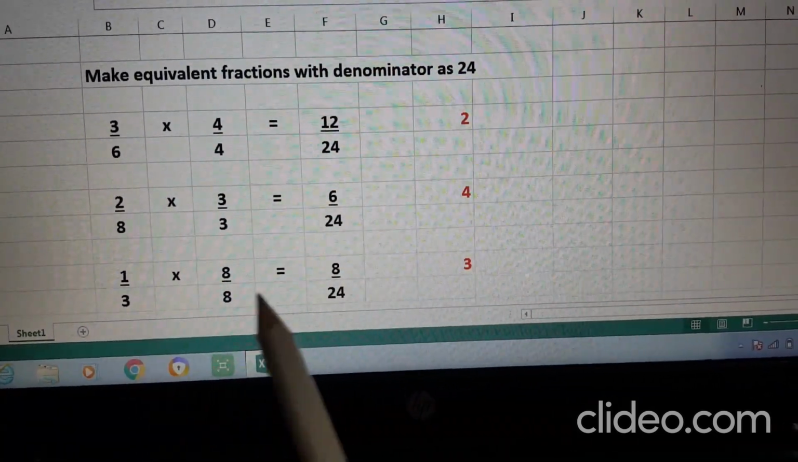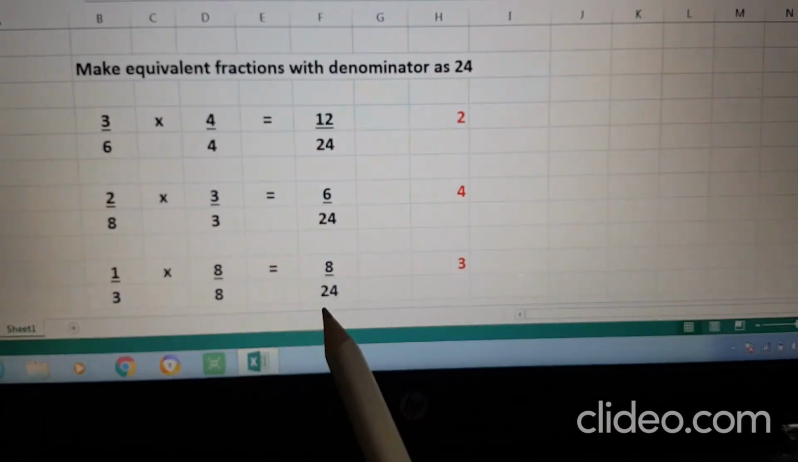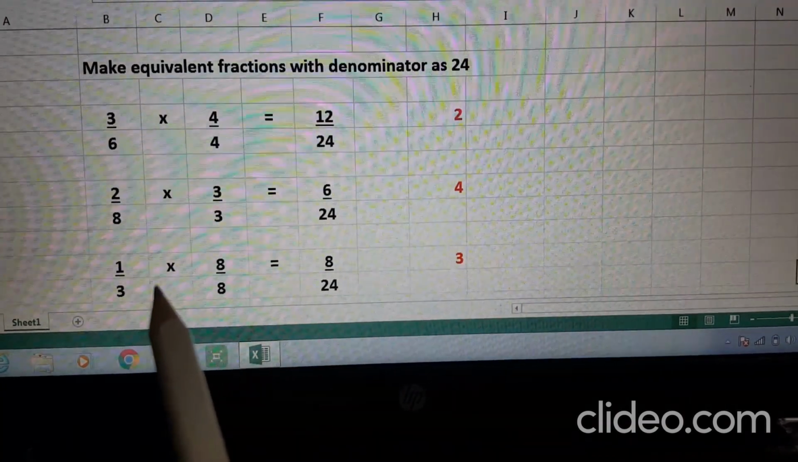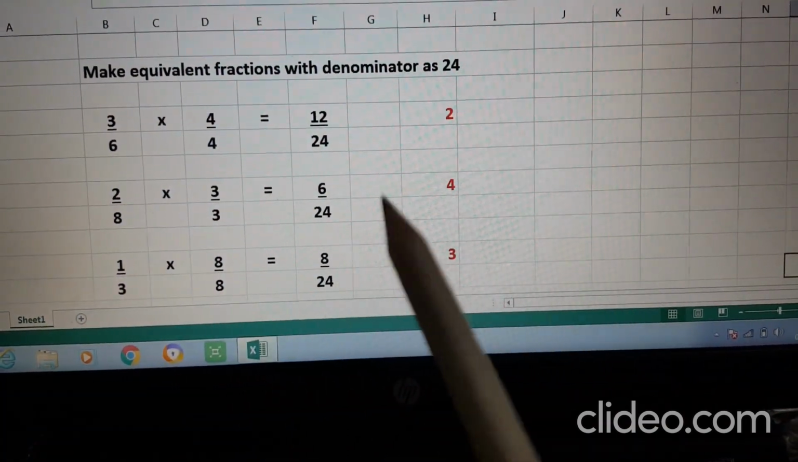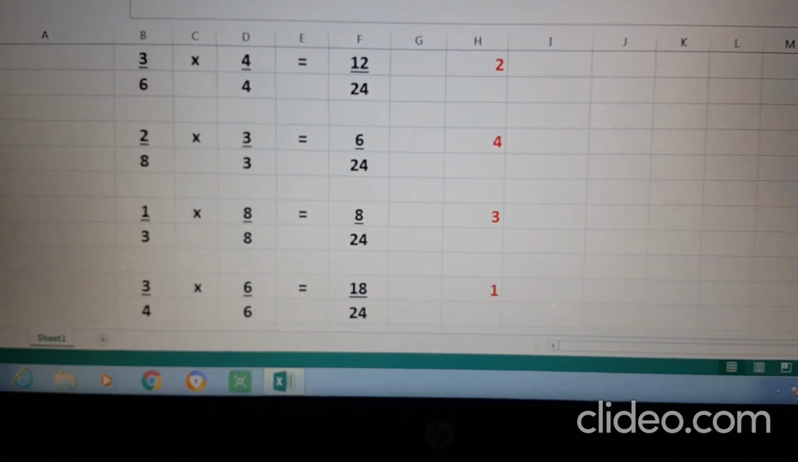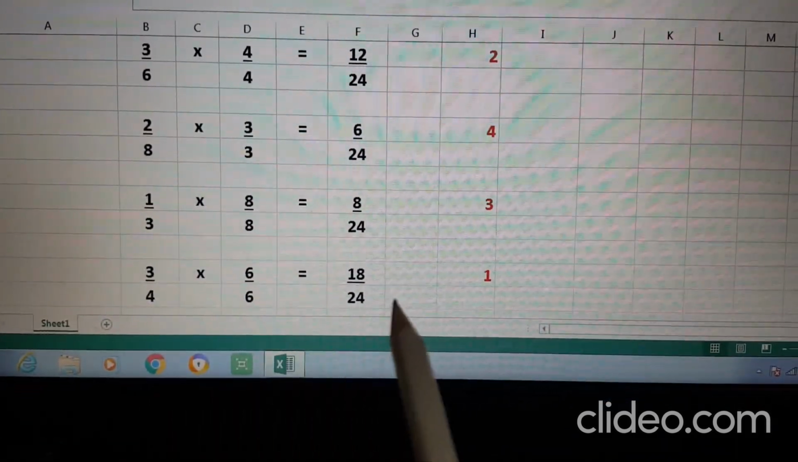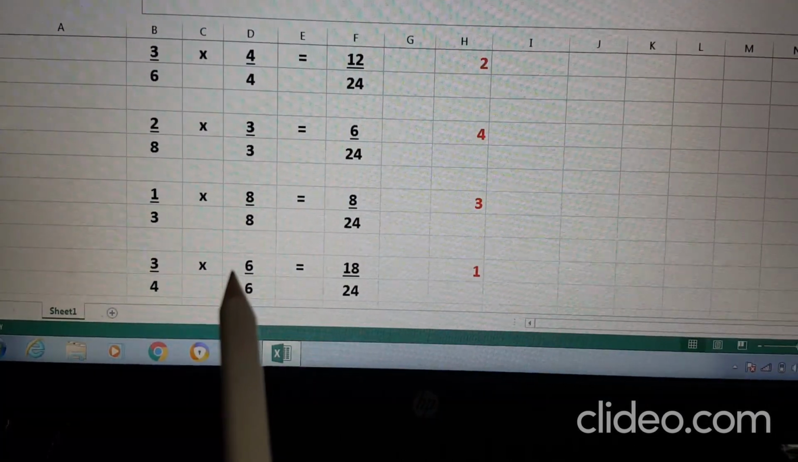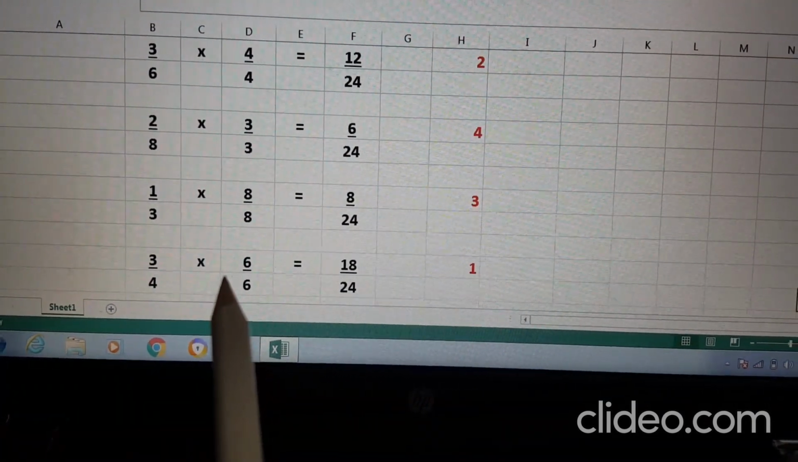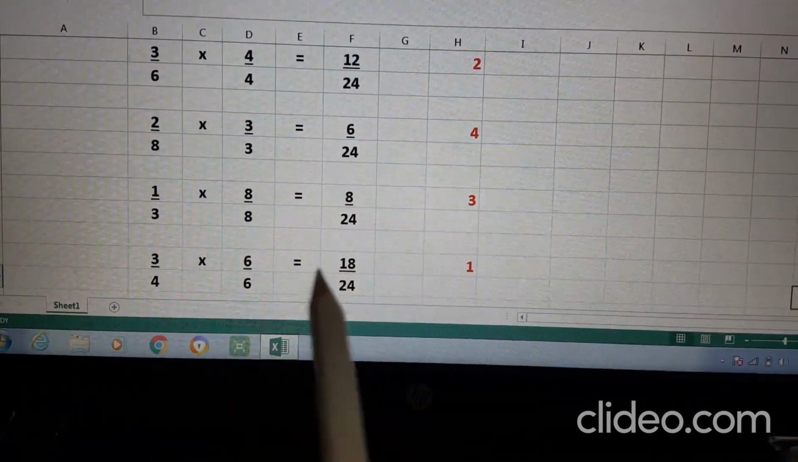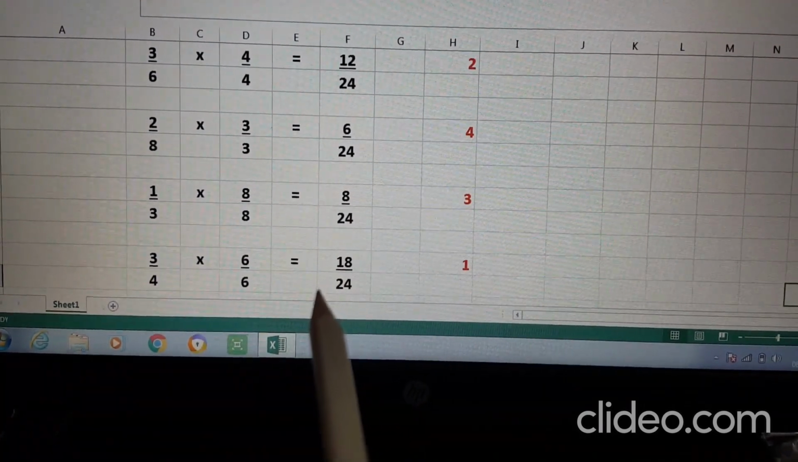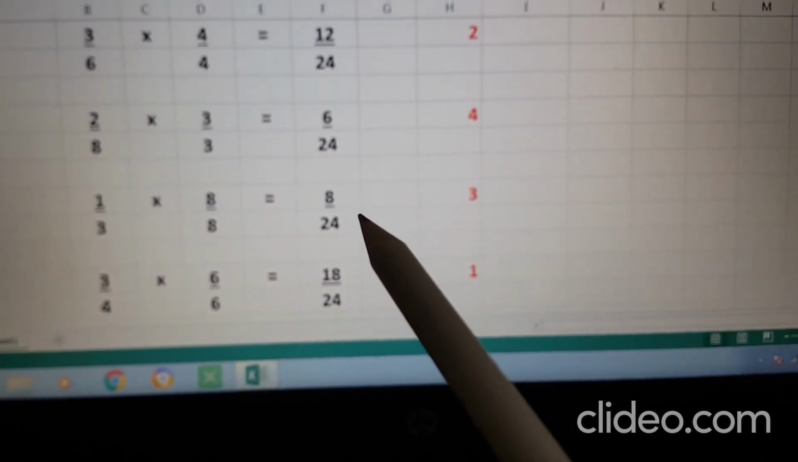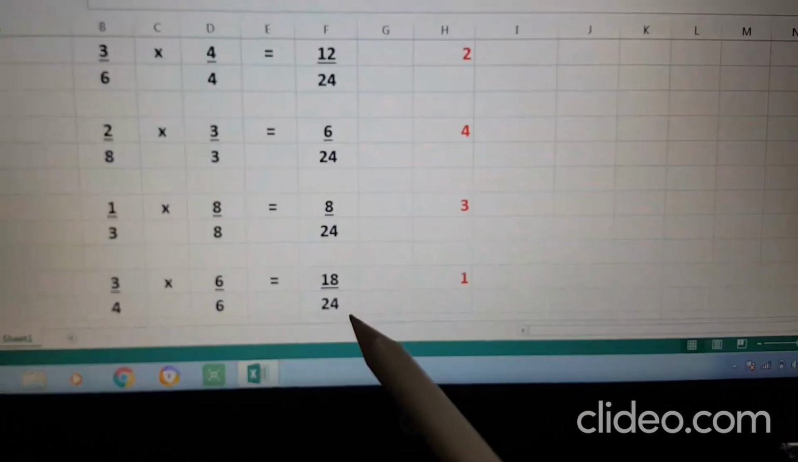Now 1 upon 3 to be converted into equivalent fraction. 24 divided by 3 is 8. Numerator and denominator both to be multiplied by 8. 1 into 8 is 8. Now 3 upon 4. 24 divided by 4 is 6. We'll multiply numerator and denominator by 6 and 6. 3 sixes are 18. 4 sixes are 24. So we have got 12 upon 24, 6 upon 24, 8 upon 24 and 18 upon 24.